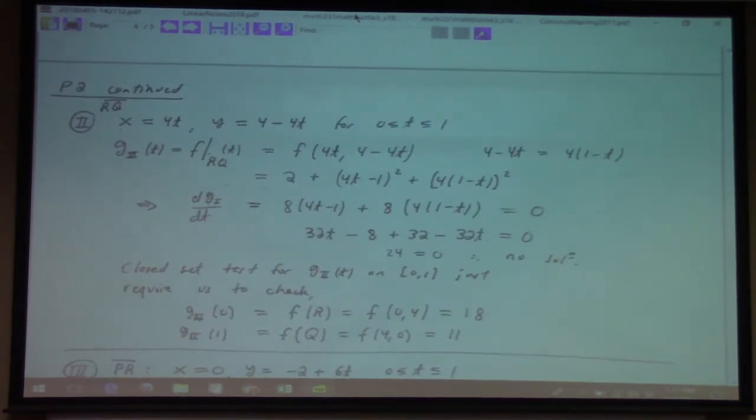On part 2, again, parameterize the line segment from R to Q by this and that. I plug it into the function. I differentiate using the chain rule. I get that 24 equals 0, which is hard to solve. So there is no interior critical point on this leg of the triangle.